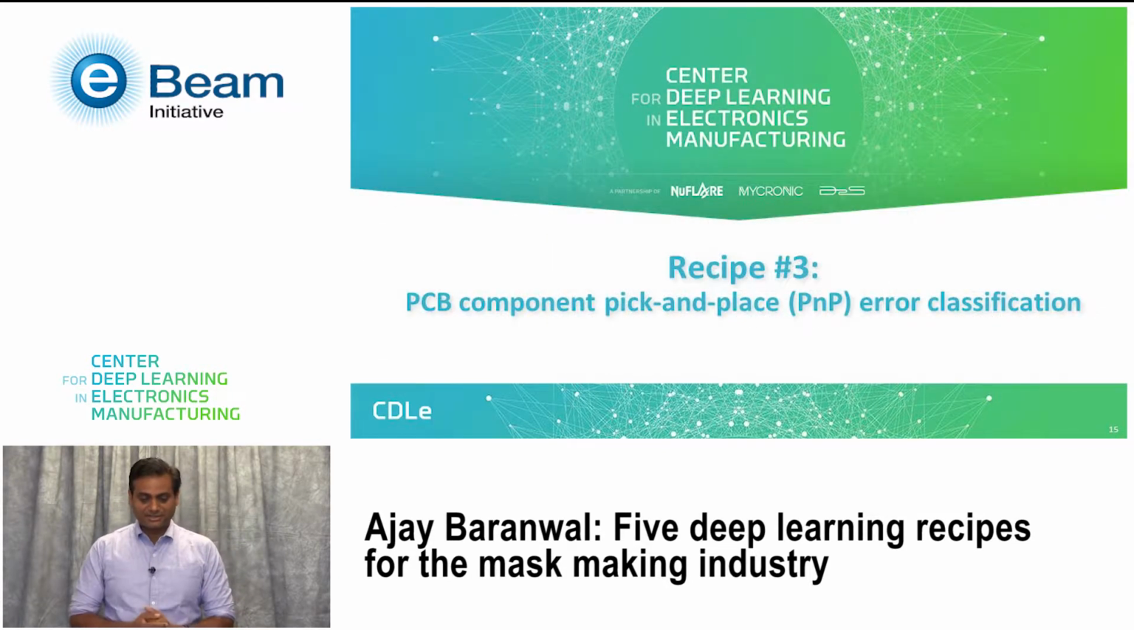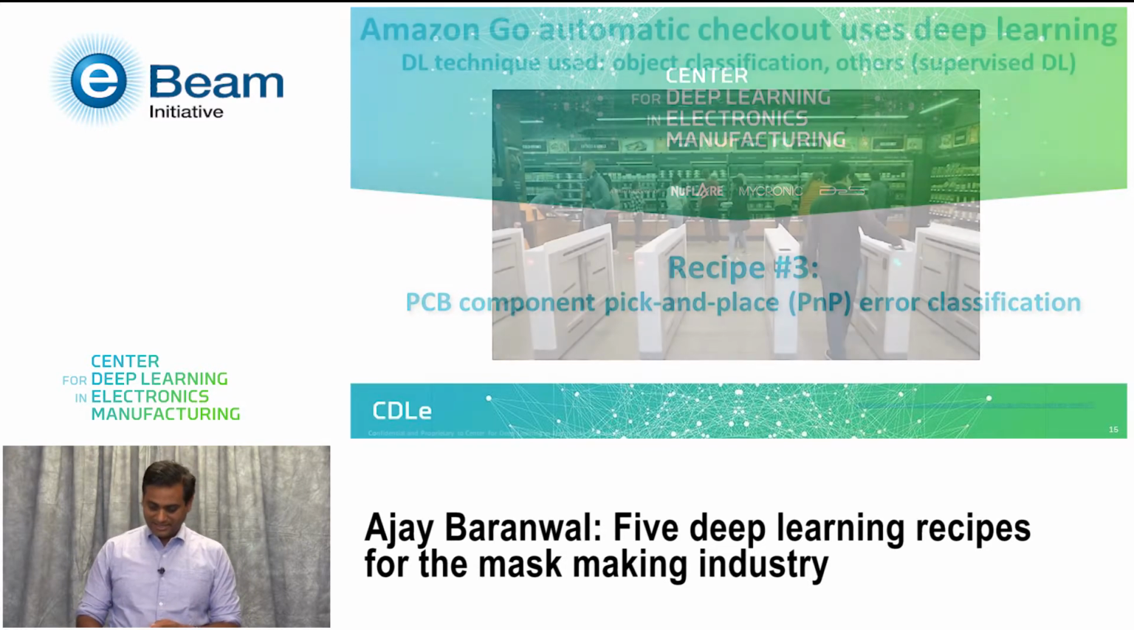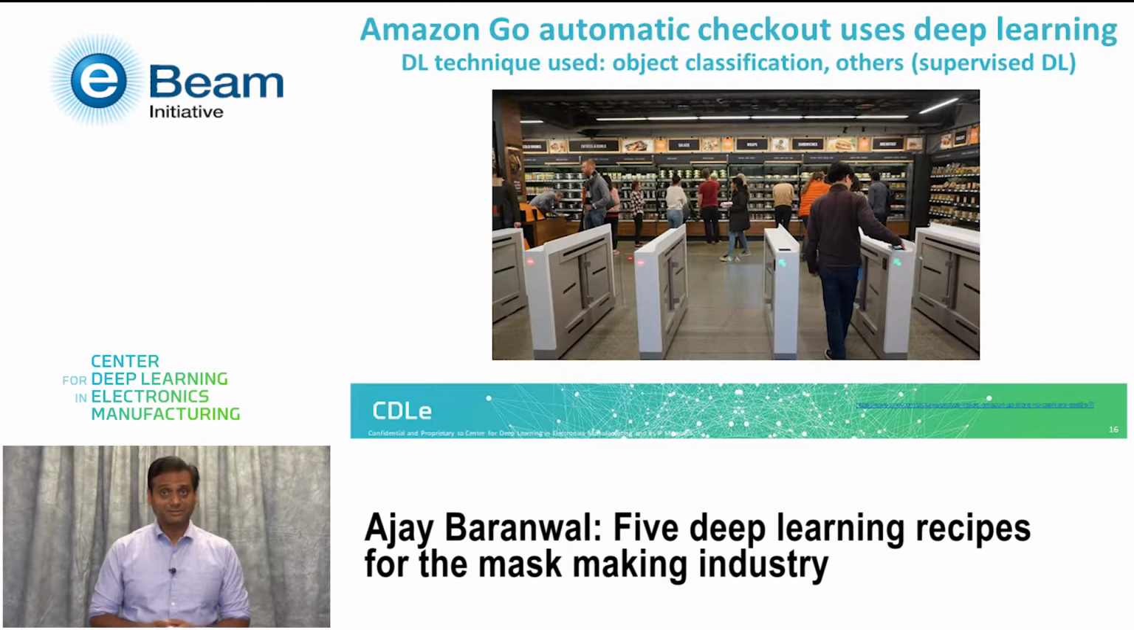I'll move to the third recipe. The third recipe does not come from the photomask industry. This is for error classification. However, the same concept can be applied to defect classification in the mask industry. And the real world example was Amazon Go.